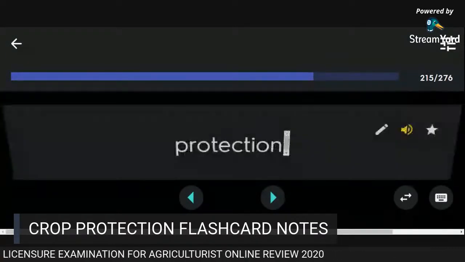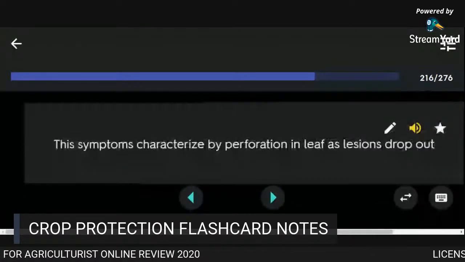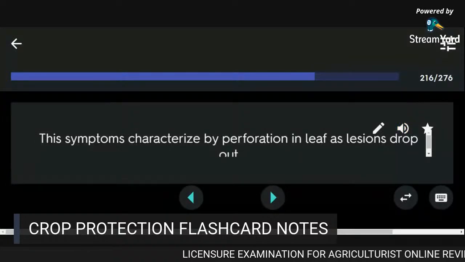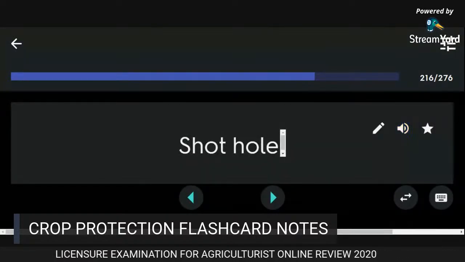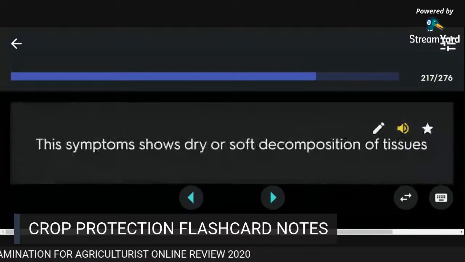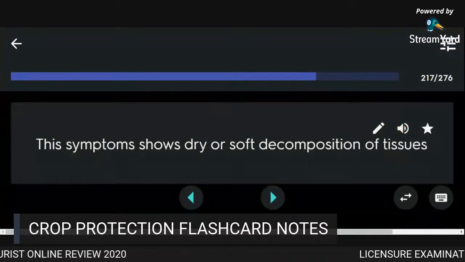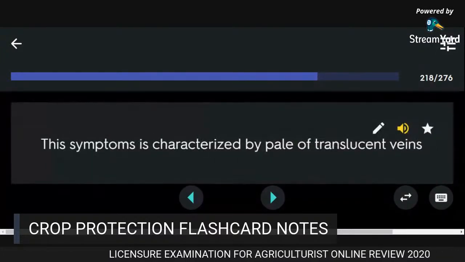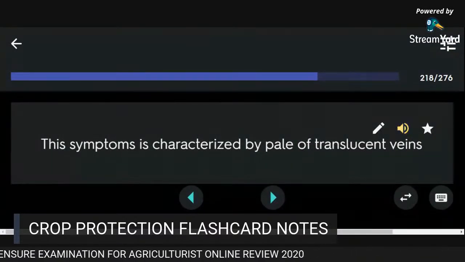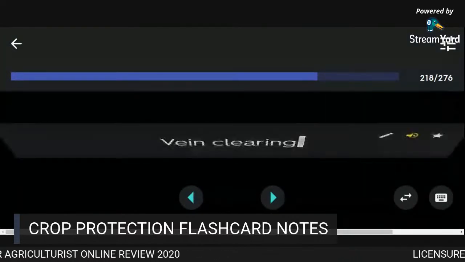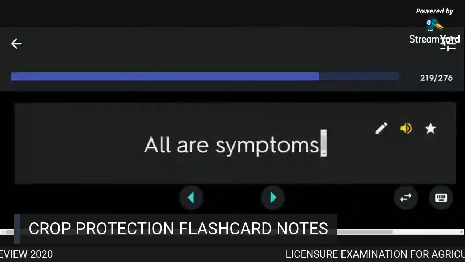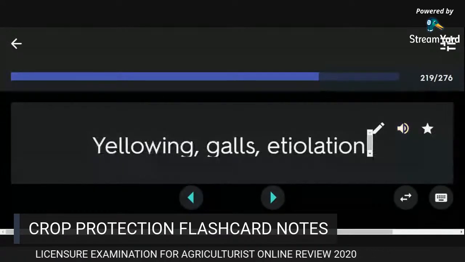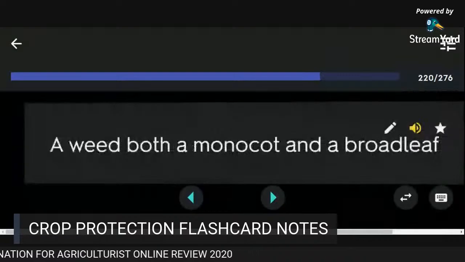Protection. This symptom is characterized by perforation in leaf as lesions drop out. Shot hole. This symptom shows dry or soft decomposition of tissues. Rot. This symptom is characterized by pale or translucent veins. Vein clearing. Other symptoms: yellowing, galls, exudation.